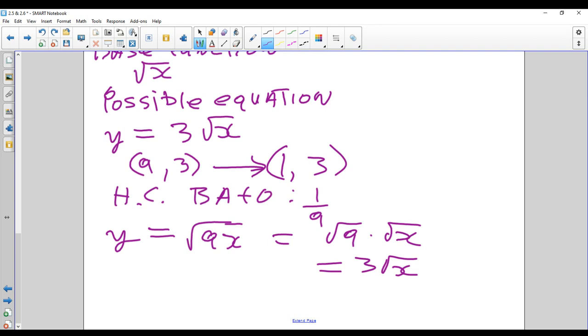Let me change that. That is why they look the same, because this equation here is what we said the equation was up here. But now we can rewrite it as the square root of 9x to make it a horizontal compression rather than as a vertical stretch. So I said sometimes a vertical stretch can be written as a horizontal compression. It's possible, okay? Because it really is the same equation.